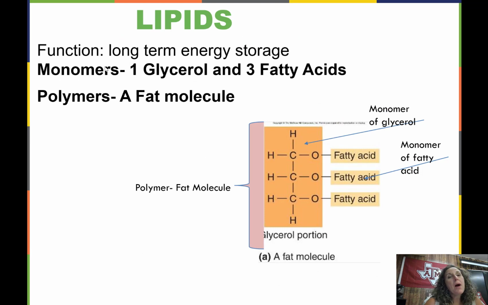Lipids. Now, a monomer for a lipid is actually more than one piece, and that is a glycerol and 3 fatty acids that make up a fat molecule. So you have a monomer of glycerol and fatty acids. Fatty acids on their own don't have all of the chemical components of a lipid, therefore it cannot be considered a monomer, and the same goes for glycerol. A large fat molecule, or any fat molecule, is going to be a polymer.